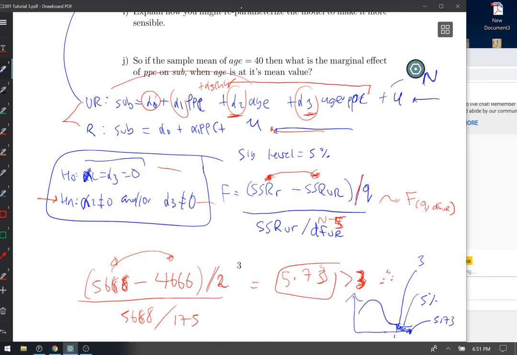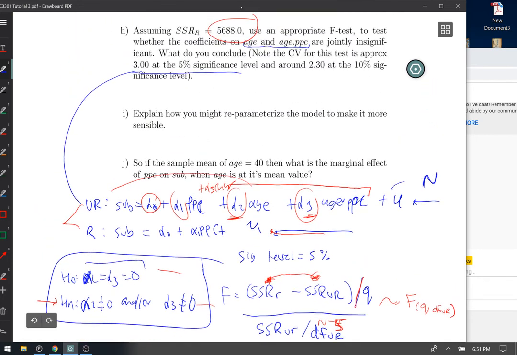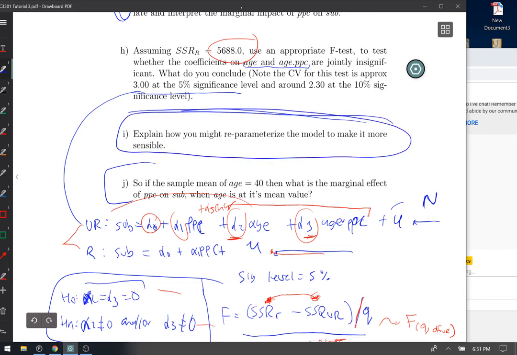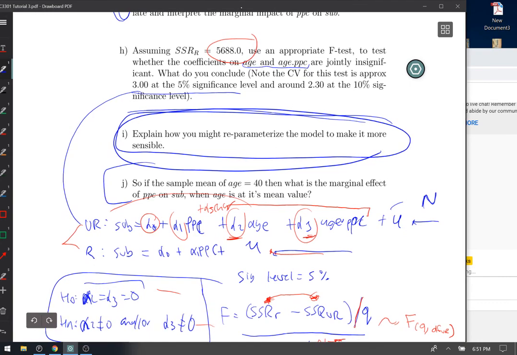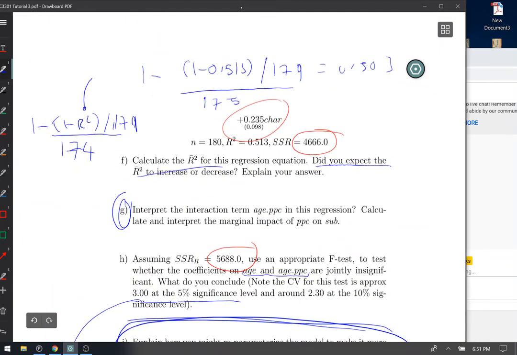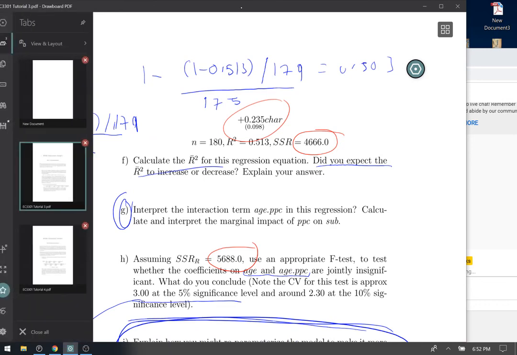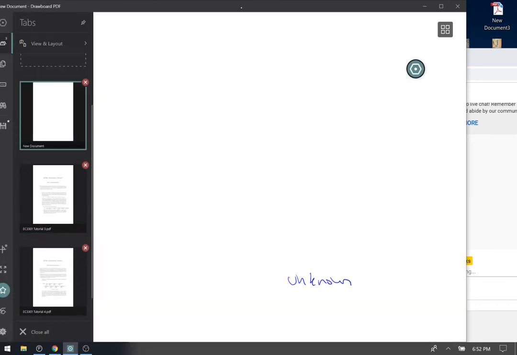So the last bit, that's nearly done, is reparameterize the model to make it more sensible. And then J, we've already done something similar to this in an earlier question. This is the last key bit. Well, make it more sensible is a little bit broad. What it's getting at is that in these models, let's just focus on the bit with the age and the reparameterization. So we'll run through what it means. Again, sensible is a bit broad.